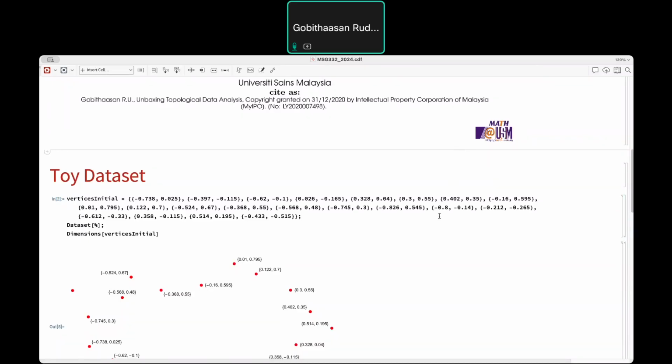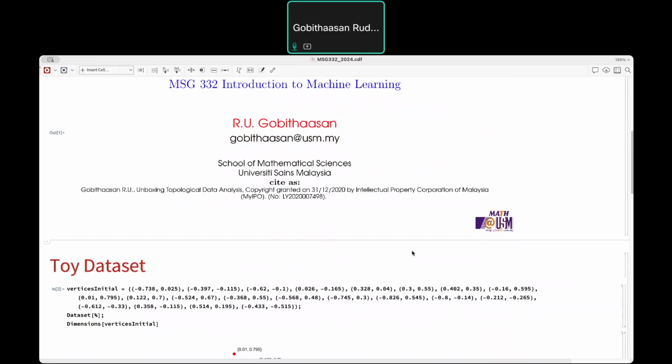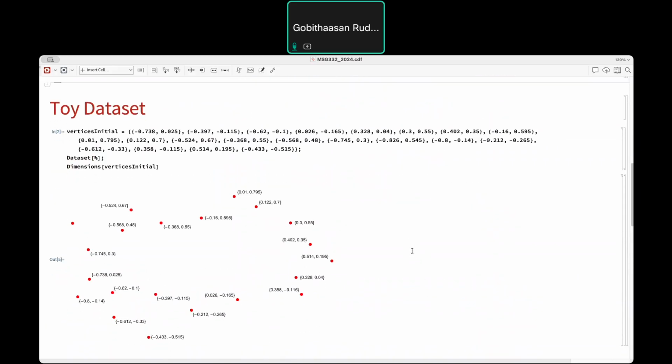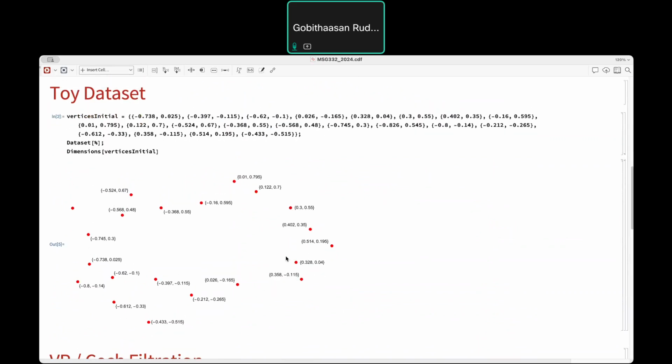I have actually given a link in your PowerPoint where you can download this Mathematica code and play with it. First we have a collection of points in two dimensions. This is a so-called toy data set that we are going to use for this simulation, just a collection of two-dimensional points.